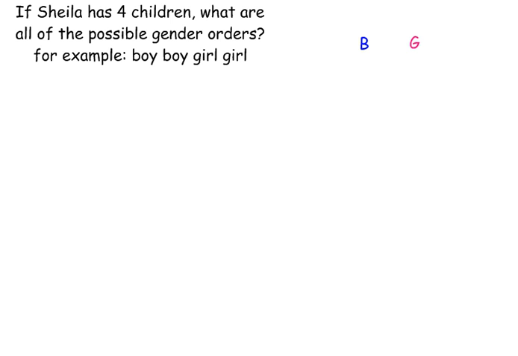The last one I have here is if Sheila has 4 children, what are all the possible gender orders? So we could have like boy, boy, girl, girl, or we could have boy, girl, boy, girl. And if we wanted to make a list like this, a tree diagram would be helpful, but it's going to be kind of big. So we can either get a boy or a girl for the first child, and then for the second child we have those same options, boy or girl. If you have a girl first, that doesn't affect what you can have next. You can still have a girl or a boy. For the third child, the options are the same, boy, girl, boy, girl.